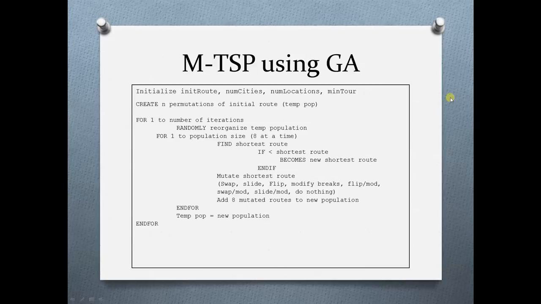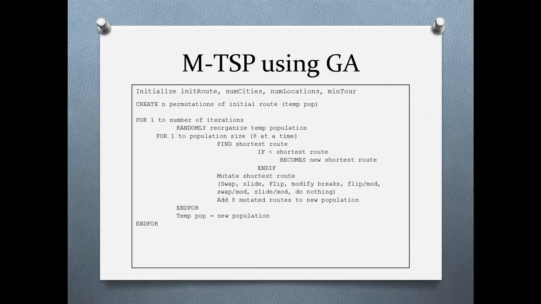Just to go a little bit more in depth with a genetic algorithm, I'm going to explain it a little bit. Here I have pseudocode. The code for the genetic algorithm is quite long, but the gist of it is that we want to initialize our first route. Generally, you want to initialize your number of cities, number of locations, and your minimum tour. However, like I just showed you, we do that outside of the actual function. So that's unnecessary in the actual genetic algorithm function itself.